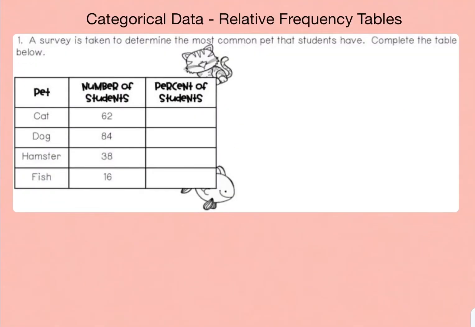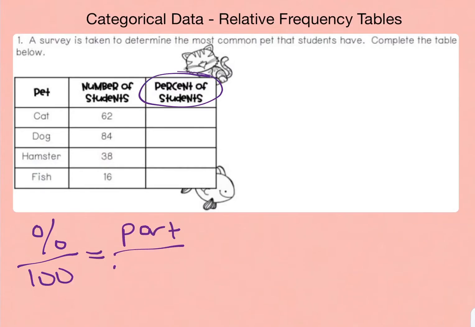So taking a closer look at that, we're going to look at a survey that is taken to determine the most common pet that students have. Complete the table below. So we have a cat, dog, hamster, fish, and they each have a number of students associated with that. Our goal is to find the percent of students. That's going to be the relative frequency. So you already watched a video to refresh your memory on how to find the percent. Remember, percent means out of 100, and we can use a proportion to make it equivalent to the part over the whole to find what the percent is.